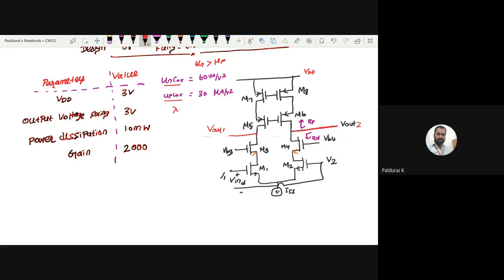After that, lambda n, the channel length modulation for NMOS, he has given 0.1. Unit is volt power minus 1. Lambda p he has given 0.2. Unit is volt power minus 1.